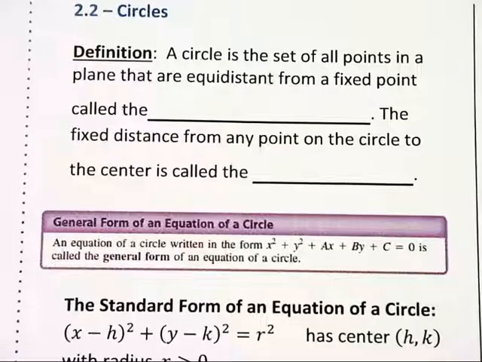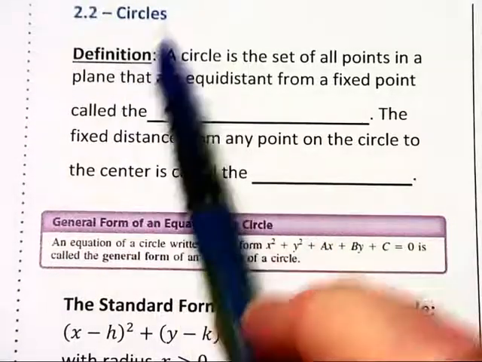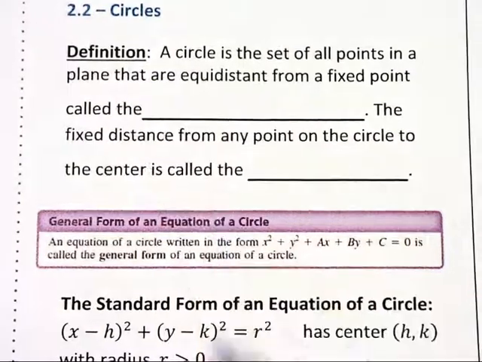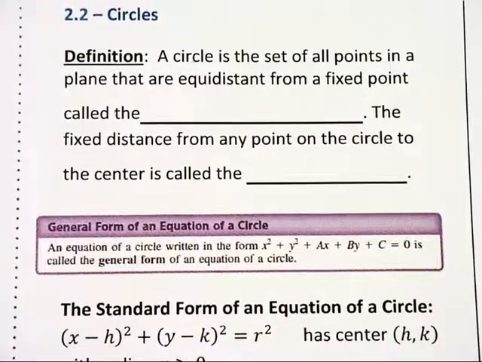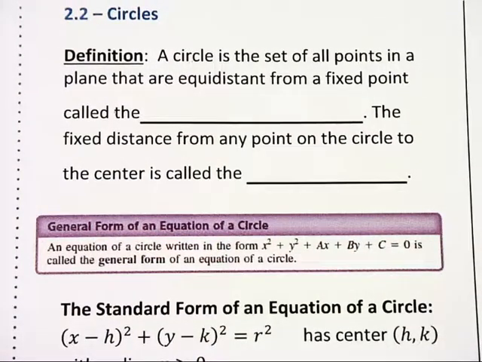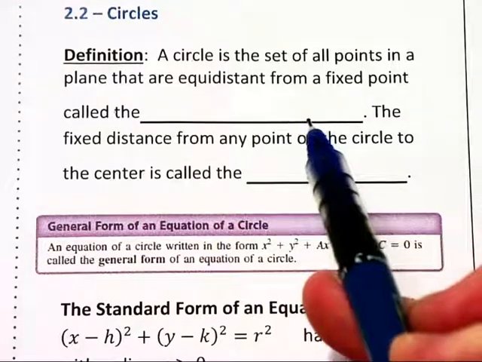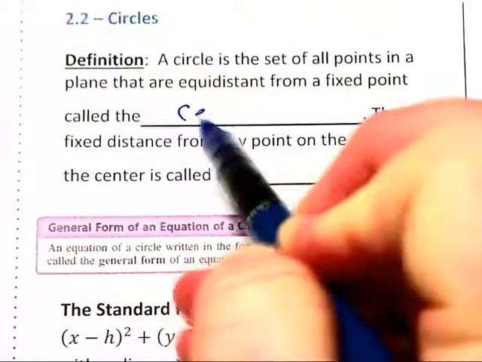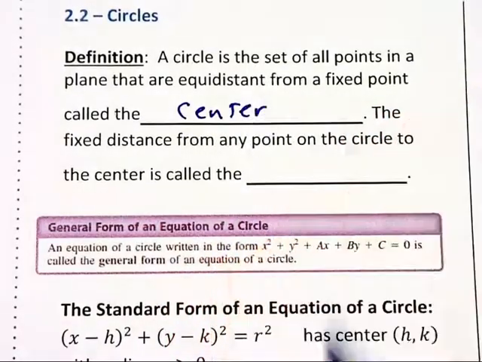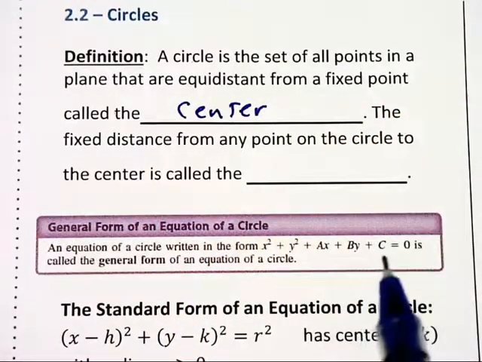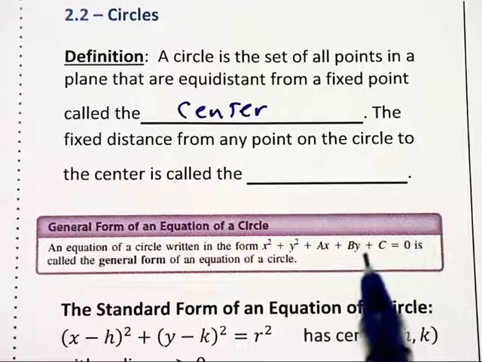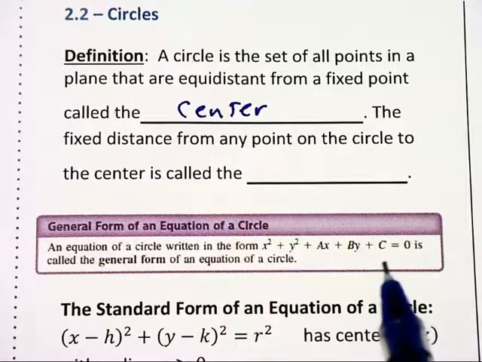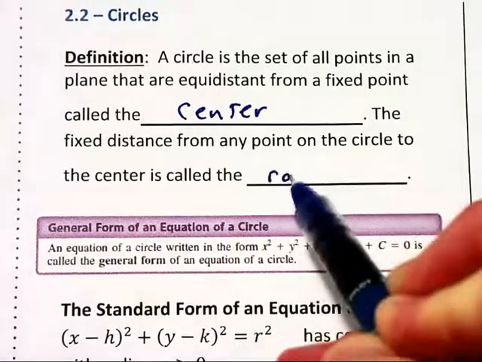It is important that you memorize this definition of a circle because it plays into the formula of the circle directly. A circle is the set of all points in a plane that are equidistant from a fixed point called the center. The fixed distance from any point on the circle to the center is called the radius.